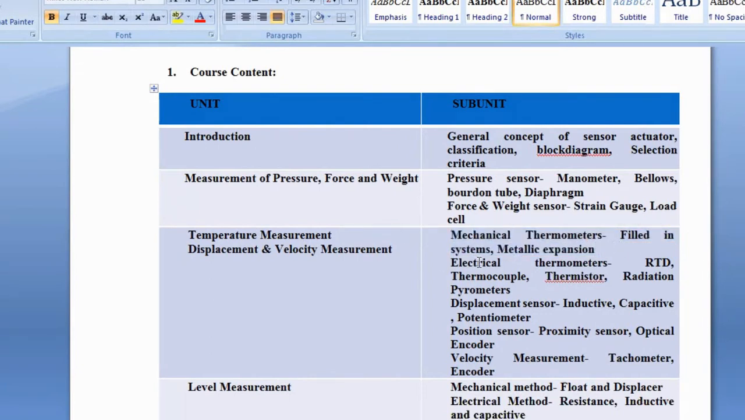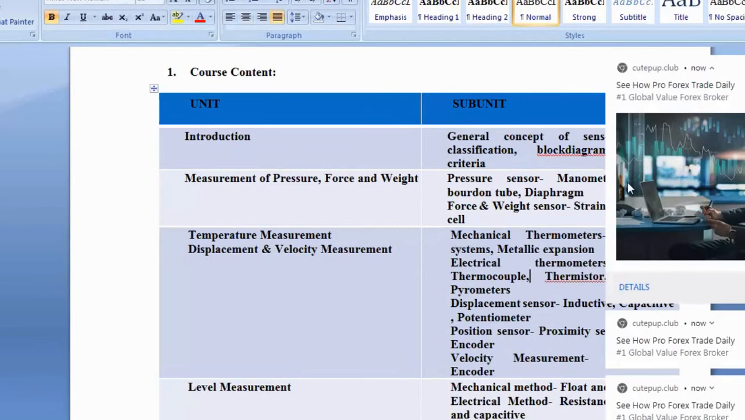The main thing is electrical thermometers. I have discussed electrical thermometers: RTD, thermocouple, and thermistors. Pyrometer is actually not in your course. Pyrometer is not in your course, but I have shared study materials, so you can go through the pyrometer's basic working. It is available in those materials. I have given you the basic concept because you know that.